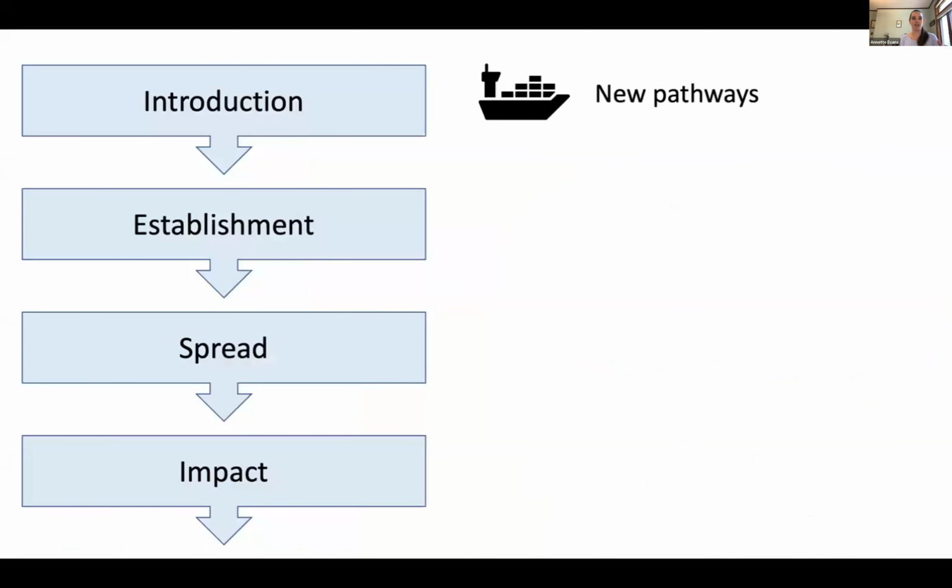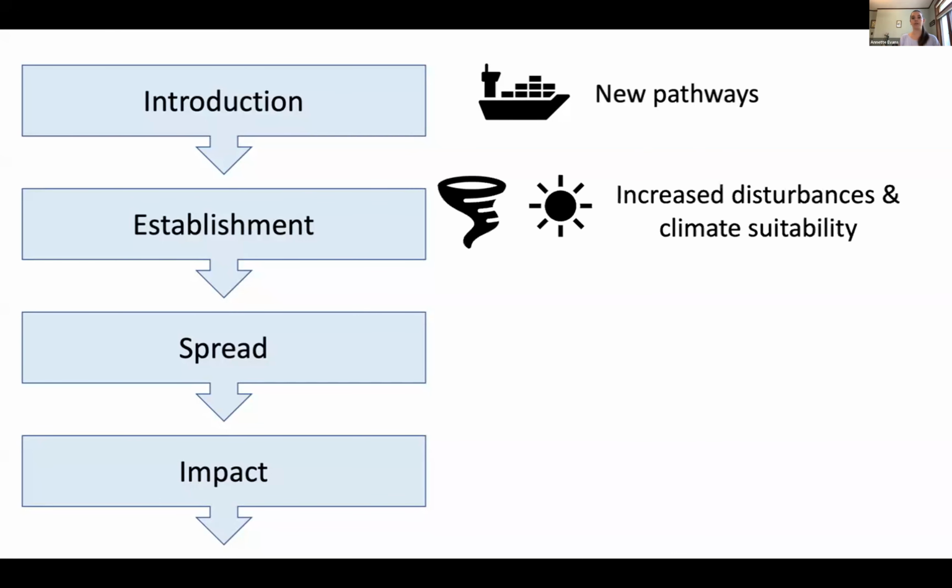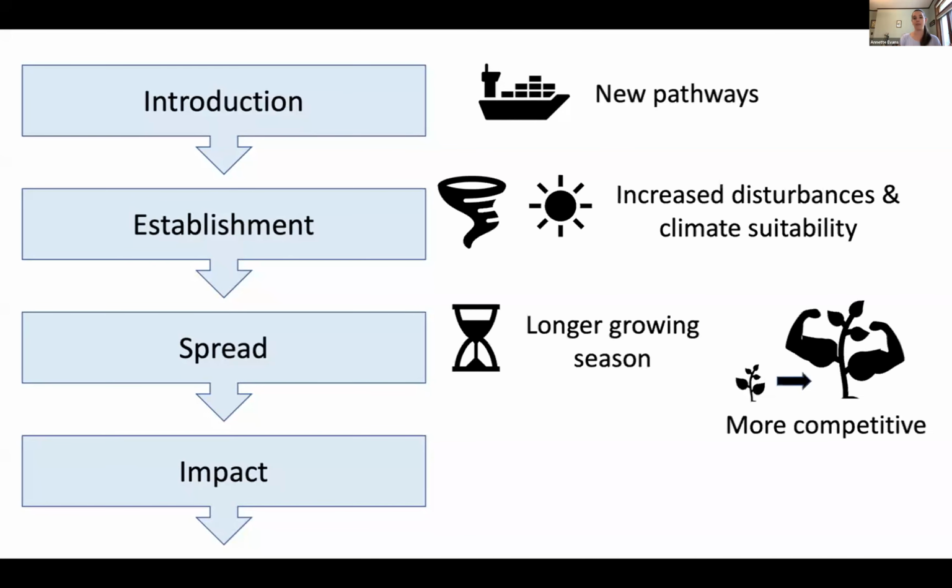And we know that climate change can impact all stages of the invasion process. So just to give you a couple of examples, through melting of sea ice, for example, we can see shifts in the pathways that invasive species can take towards being introduced into new areas. We also see climate impacting establishment of invasive species, so shifts to disturbance regimes, and also changes in climate suitability can help invasive species establish in places that they currently can't establish or establish more rapidly.